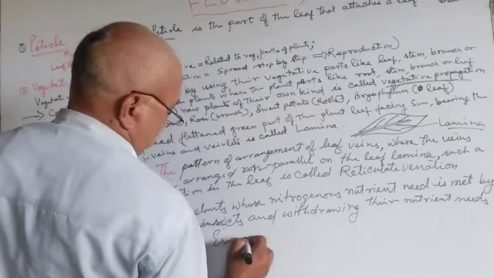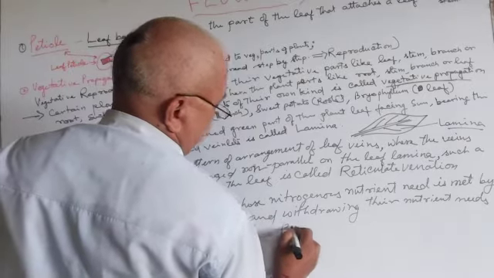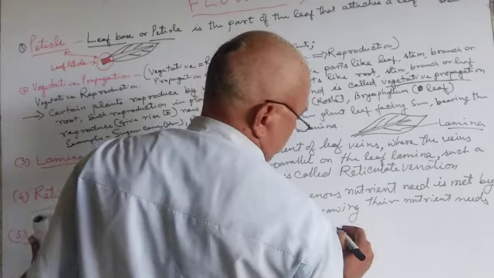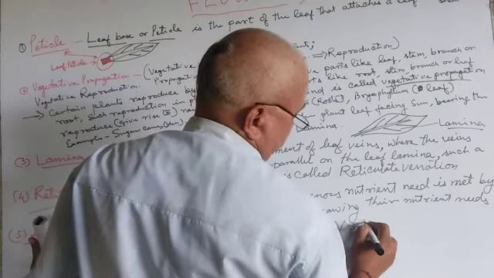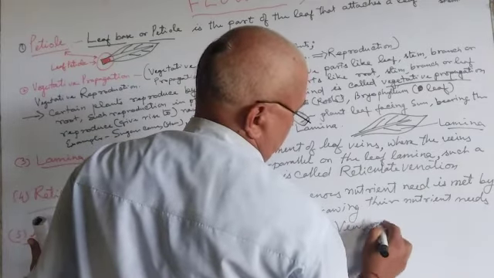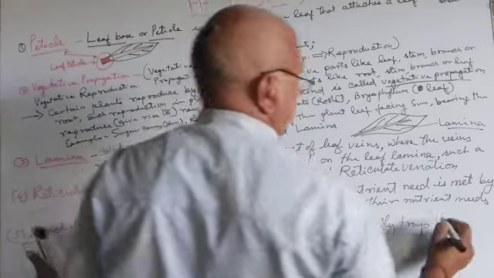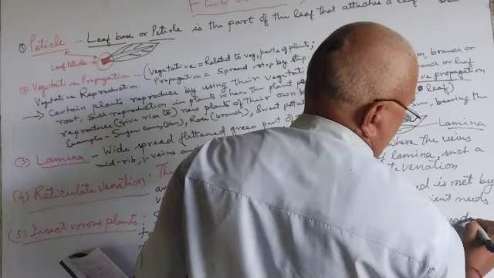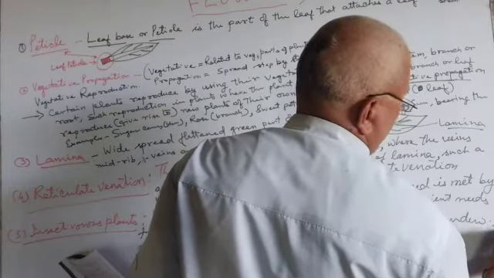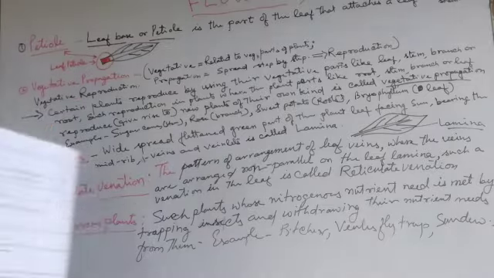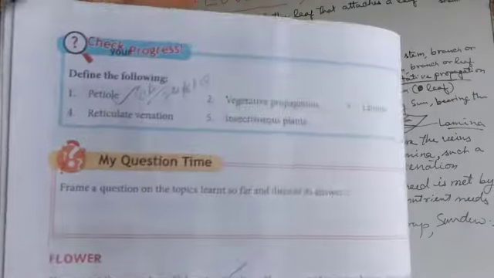Examples: pitcher plant, then Venus flytrap, then sundew, etc. Right. So here you see on this page you have a question.